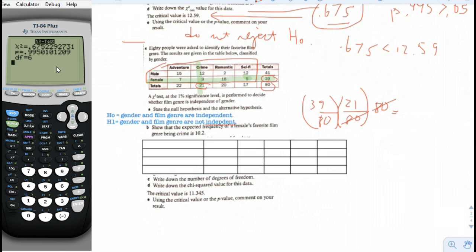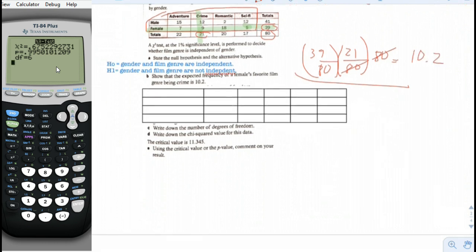39 times 21 divided by 80 gives me 10.2. What do you know? Okay, so that's how you demonstrate it. You give them the formula like that.